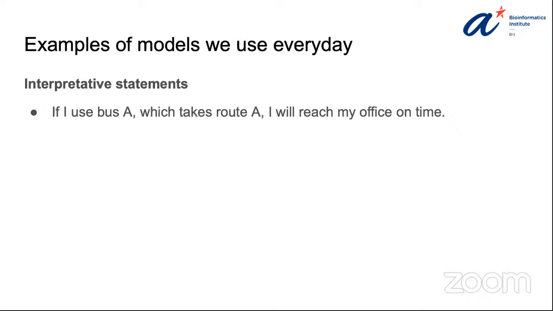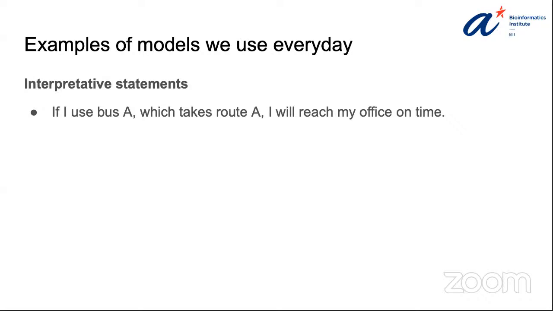But if I take bus B, which goes through a different route, it might get stuck in traffic, right? So this is an interpretive statement. And when I am saying this statement, it is actually based on a mental model in my head, which tells me which path to take to get to the office in the shortest amount of time, right? So I am basically using a model to make this prediction.